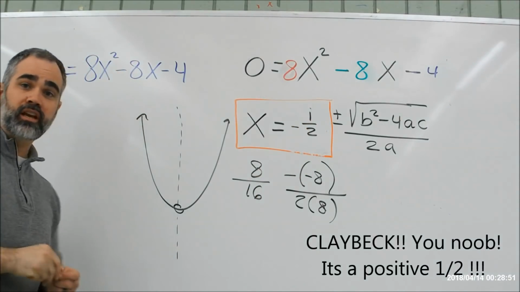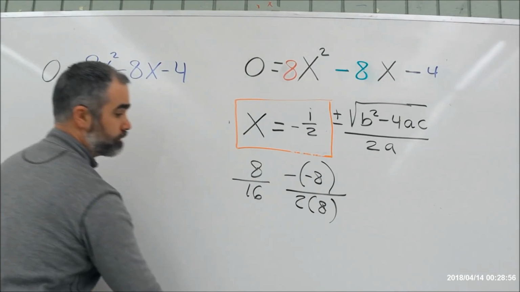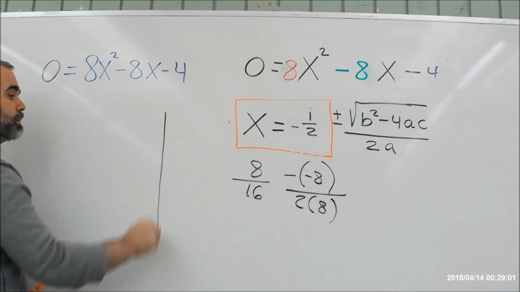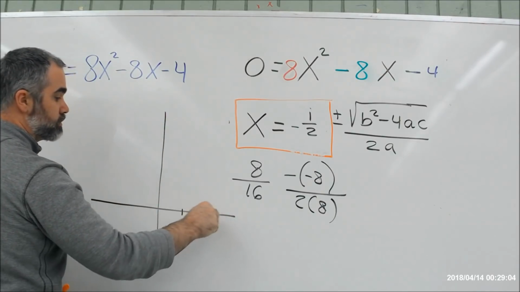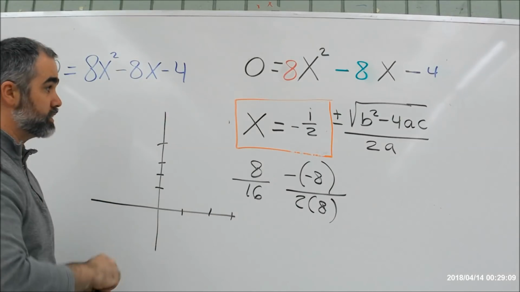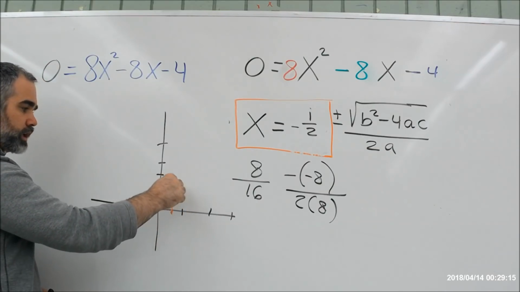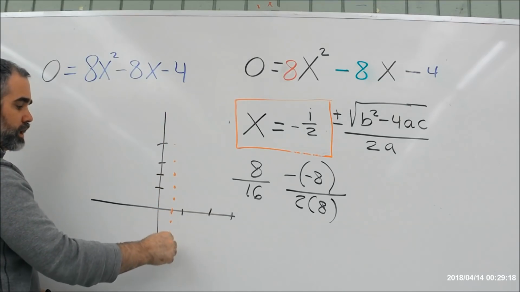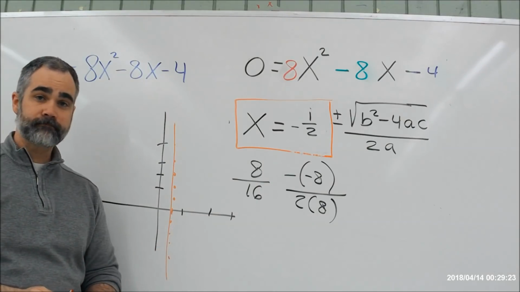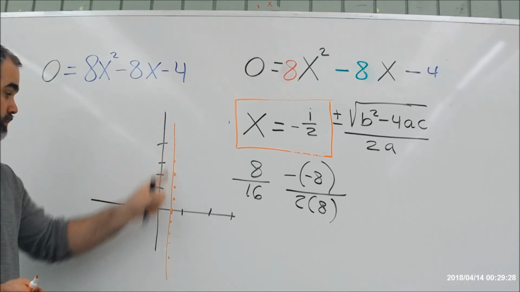Now, if you remember from your linear unit, when you're graphing a vertical line, your vertical line is an x equals equation, because it's plotting every point where x equals that number, where all of the coordinates are x equals negative 1/2. So x equals negative 1/2 would be right here, and right here, and right here. So my vertical line is my line of symmetry right there. Now I know, because it's a parabola, that the vertex lies somewhere on that line of symmetry.